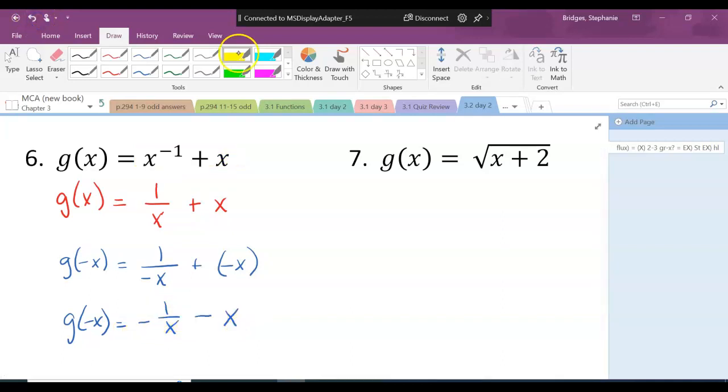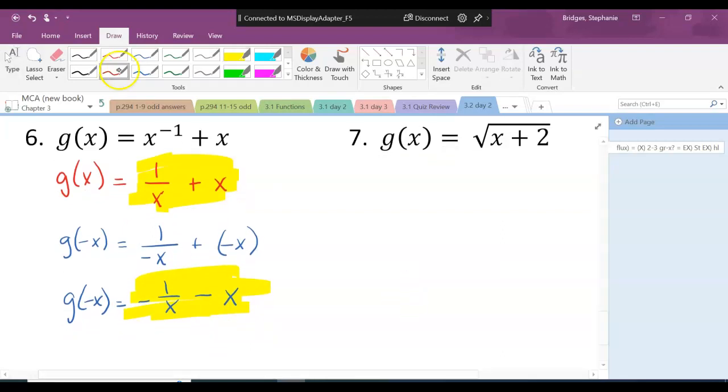Let's not compare the first one. Let's compare the second. I'm going to re-highlight, sorry. If that second term doesn't have an x in it, there's no way it's going to change. So what do we say? Odd, okay, because everything changed.